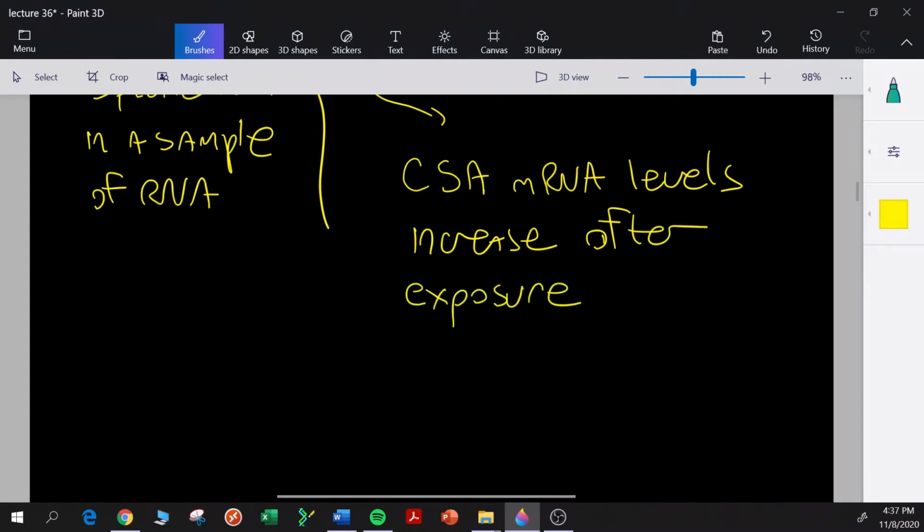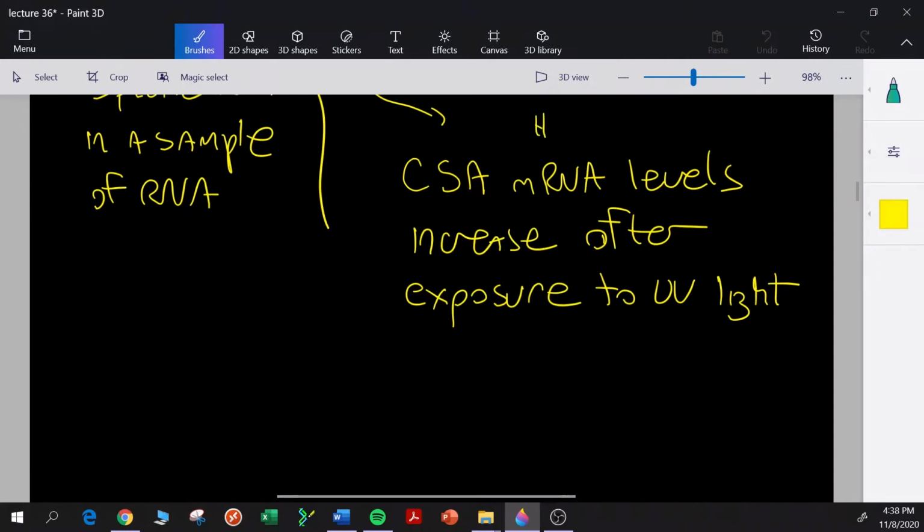exposure of, let's say, cells to UV light, which might happen, right? UV light causes pyrimidine dimers. Pyrimidine dimers are removed by nucleotide excision repair. Transcription-coupled nucleotide excision repair is one of the two forms of that DNA repair process. So maybe CSA messenger RNA levels increase because the cell needs more of that protein if it is able to detect that DNA damage levels are high throughout the genome.